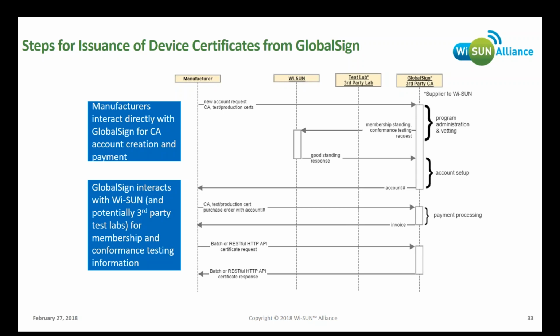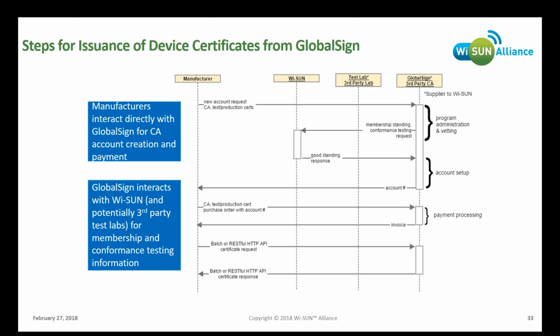So you see 4 parties involved in this diagram. The product vendor, also known as the manufacturer in this diagram, the alliance, the third-party test lab, and the third-party CA or certificate authority. So this process, the issuance of the device certificates process starts with the product vendor engaging the third-party CA to start the process to request for a new account. This account is required when later in time the manufacturer or the product vendor requests test certificates or production certificates.